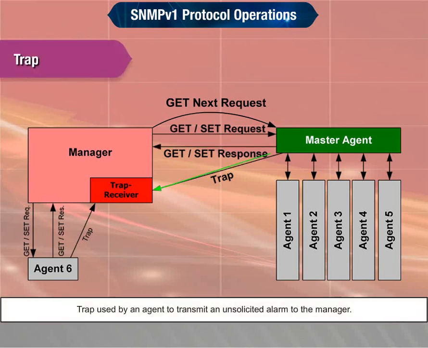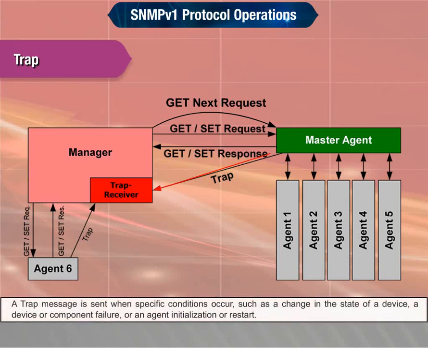Trap: used by an agent to transmit an unsolicited alarm to the manager. A trap message is sent when specific conditions occur, such as a change in the state of a device, component failure, or an agent initialization or restart.